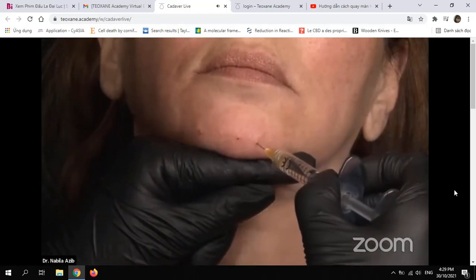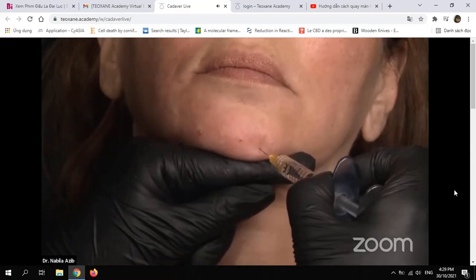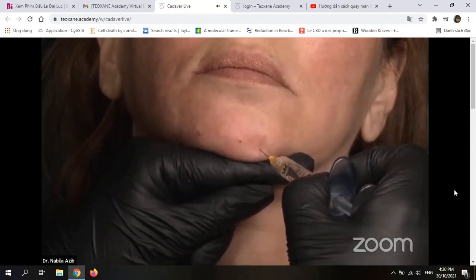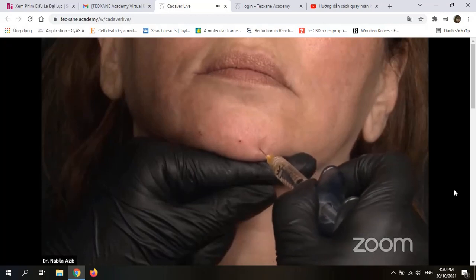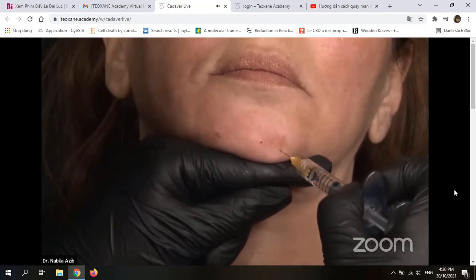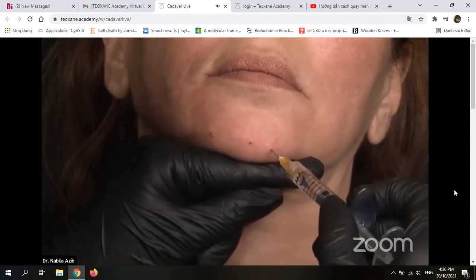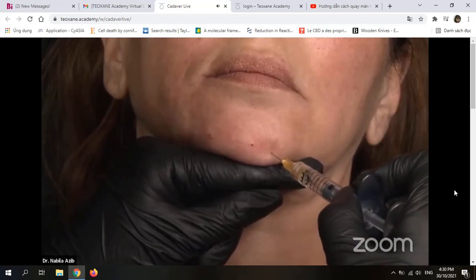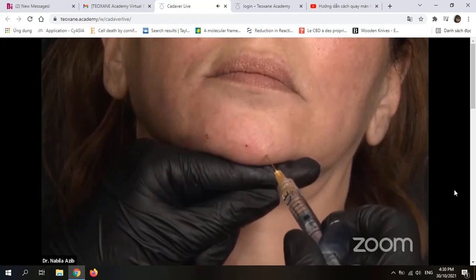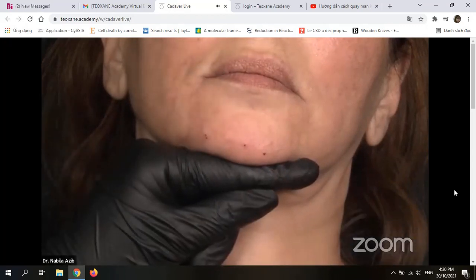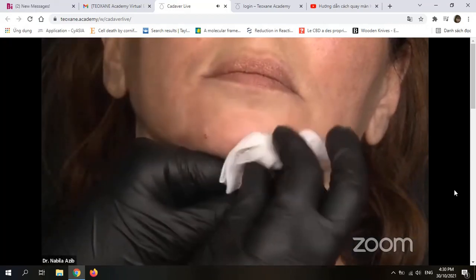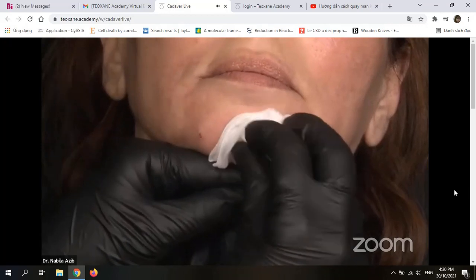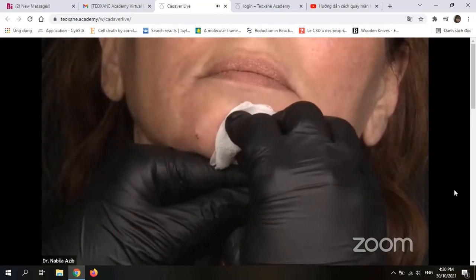Now I can feel that my needle is a little bit eroded, so I will change for another needle. Here I injected 0.2. So 0.1 by 0.1 slowly. My assistant will change the needle for me. Change l'aiguille, s'il te plaît.